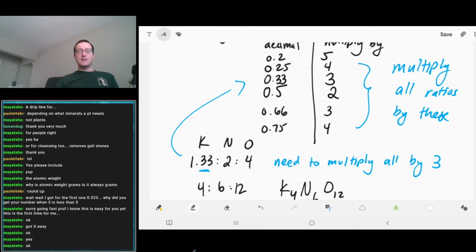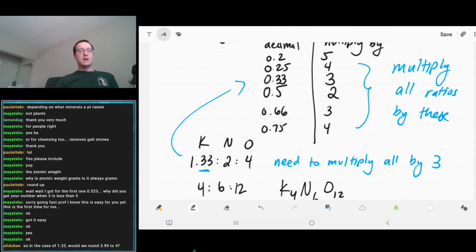All right, does that make sense? Yeah, exactly. That's the idea. So technically, presumably on your thing, if it's within like 0.05, that's probably just due to rounding or something. That's okay to round. Like, 3.99 is 4, yeah.